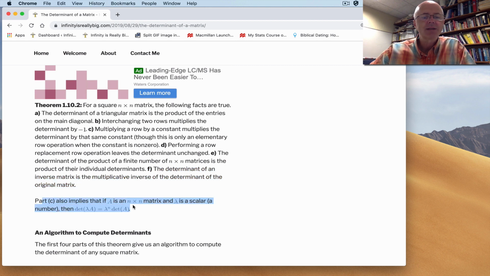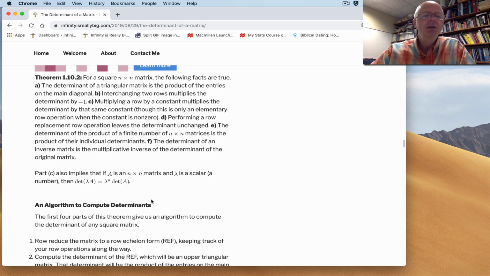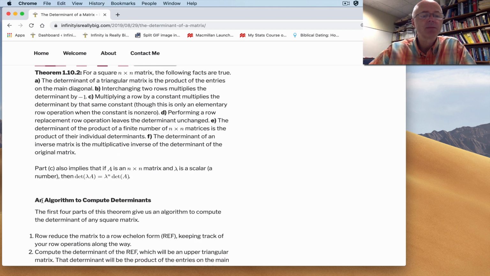Part C also implies that if A is n by n and lambda is a scalar, meaning a number, then the determinant of lambda times A, where you multiply all the entries of A by lambda, is lambda to the nth power times the determinant of A. This theorem is actually useful. It's more than just good facts to know. And in particular, the first four parts actually do give you an algorithm to compute determinants, even in high dimensions.